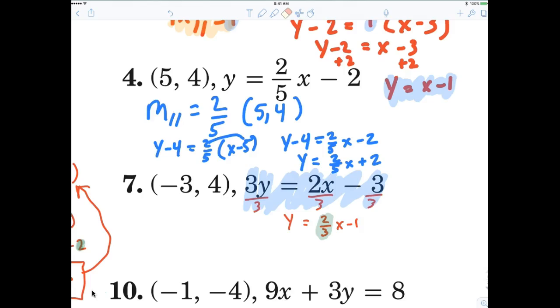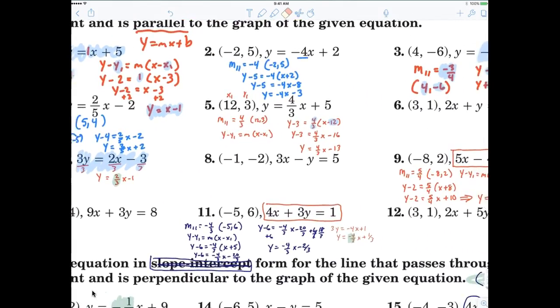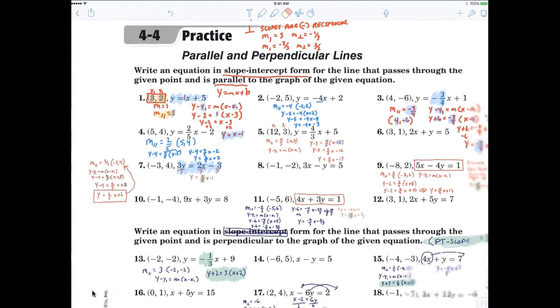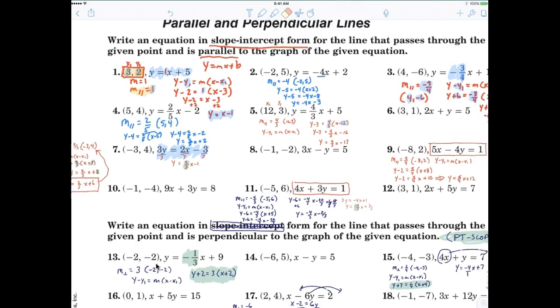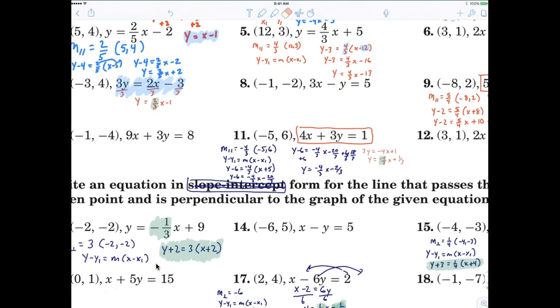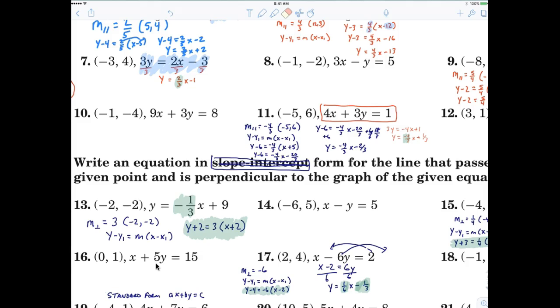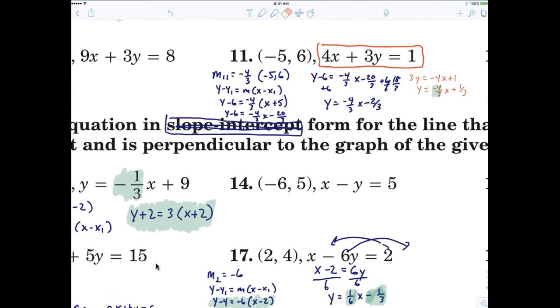Okay, so let's continue on. What I want to do now is jump down to question number 14, and I want to talk about perpendicular lines. If you recall, I said I wanted you to convert this just to point slope form, so this should be a little bit easier. I want the slope of the perpendicular.